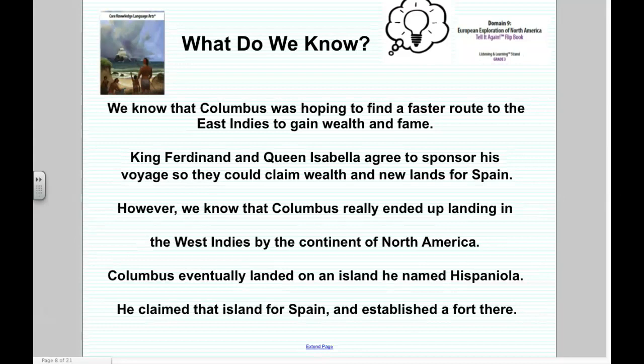What do we know so far? We know that Columbus was hoping to find a faster route to the East Indies to gain wealth and fame. We know that King Ferdinand and Queen Isabella agreed to sponsor his voyage so they could claim some wealth and new lands for Spain. However, we know that Columbus really ended up landing in the West Indies by the continent of North America. Columbus eventually landed on an island he named Hispaniola. He claimed that island for Spain and established a fort there.